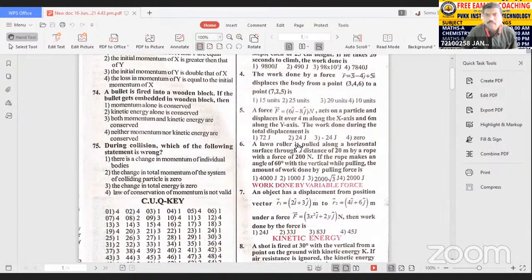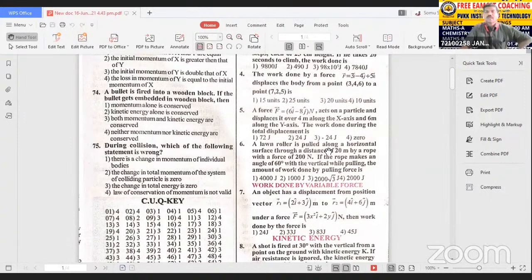A lawn roller is pulled along a horizontal surface through a distance of 20 meters by a rope with a force of 200 Newton. If the rope makes an angle of 60 degrees with the vertical while pulling, the amount of work done by the pulling force is. Now find out the work done.